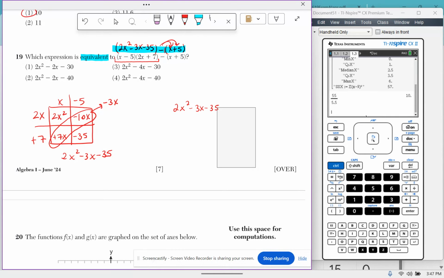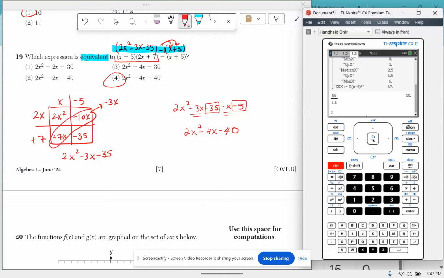So that means I'm going to distribute the negative to each term in the parentheses. And now I get minus x minus 5. So I'm going to combine my like terms here. And I get 2x squared minus 4x minus 40. And that's going to end up being answer choice 4. And I can check that on my calculator by storing a variable for x. So I'm going to go ahead and store a 2 for x.